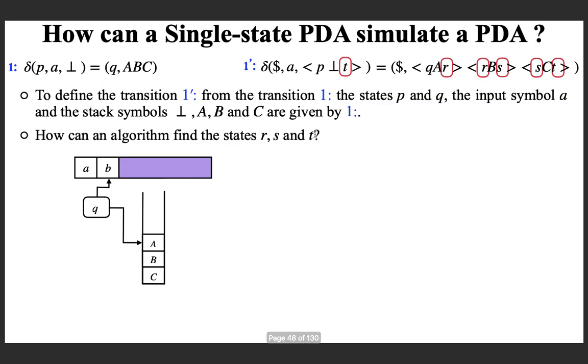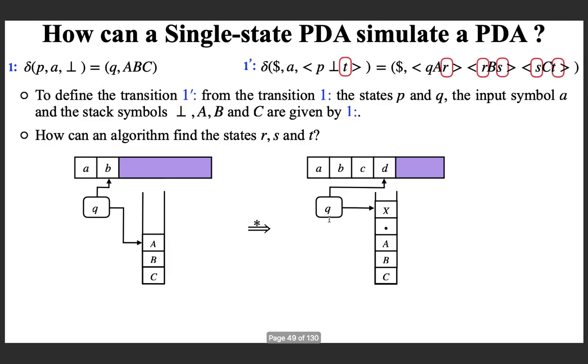The question is, how will you find it? Actually there is no way, because note that if you start in this configuration where Q is the state, B is the next input symbol, capital A on top of stack, it may happen that eventually after A you are pushing in some more symbols, a string is pushed on. So you don't know actually in which state you will take out A. So the state R can be any state in the given machine. So you have to consider many transitions where this state can be an arbitrary state of the original machine. Similarly, S and T.